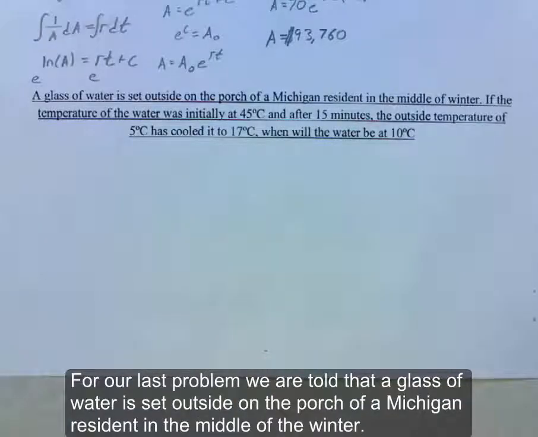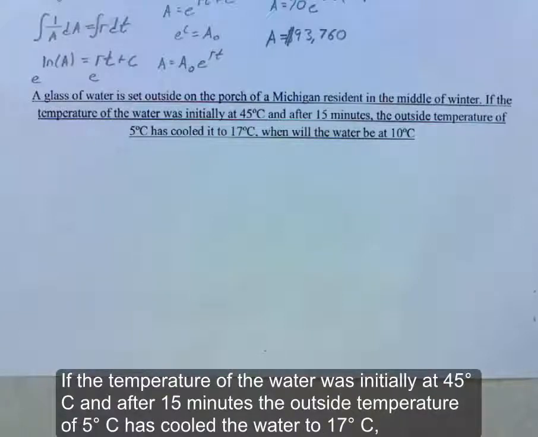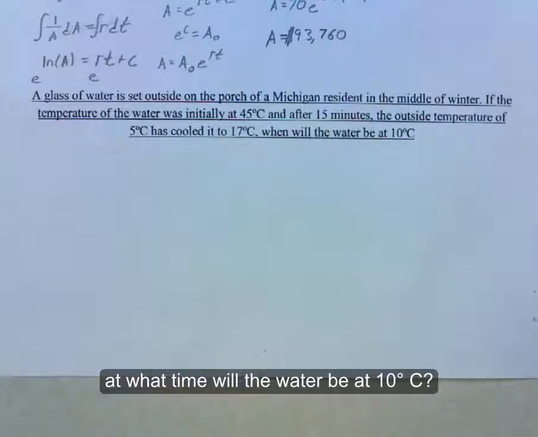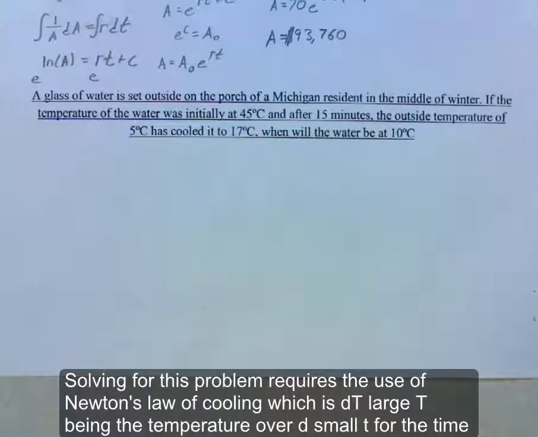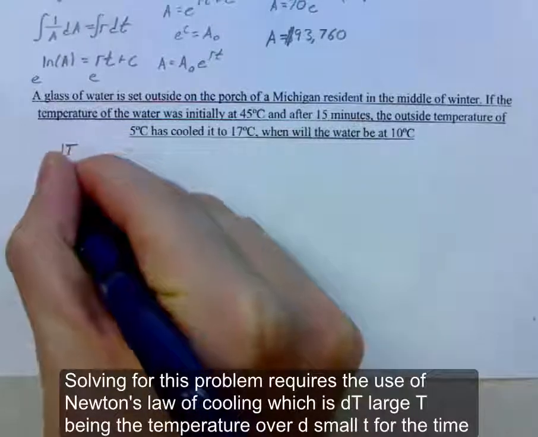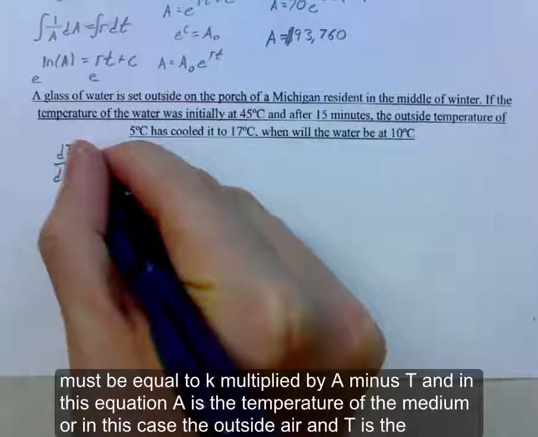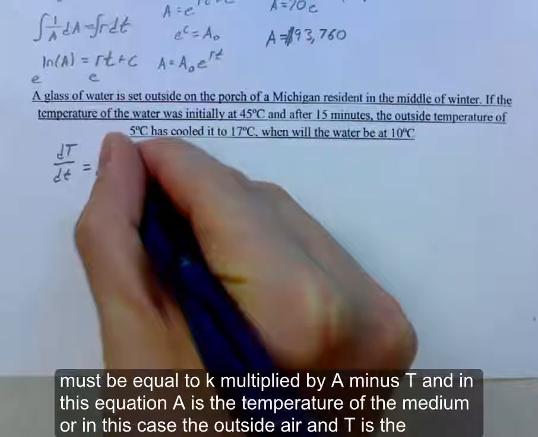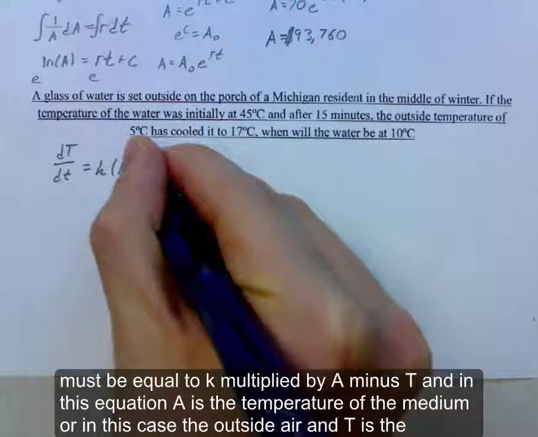For our last problem, we are told that a glass of water is set outside on the porch of a Michigan resident in the middle of the winter. If the temperature of the water was initially at 45 degrees Celsius, and after 15 minutes the outside temperature of 5 degrees Celsius has cooled the water to 17 degrees Celsius, at what time will the water be at 10 degrees Celsius? Solving this problem requires the use of Newton's law of cooling, which is dT, large T being the temperature, over dt, small t for the time, must be equal to K multiplied by A minus T.